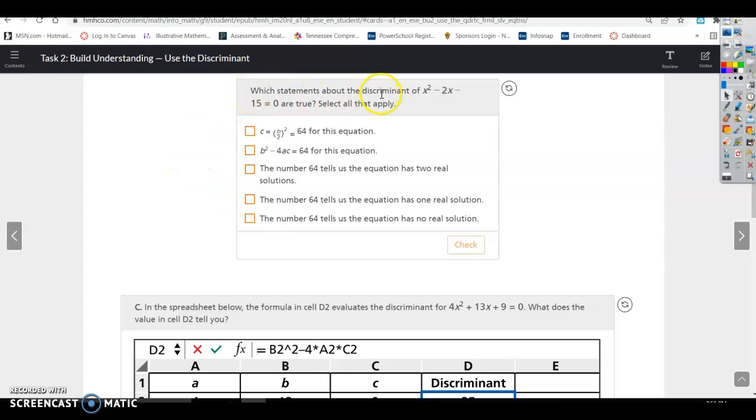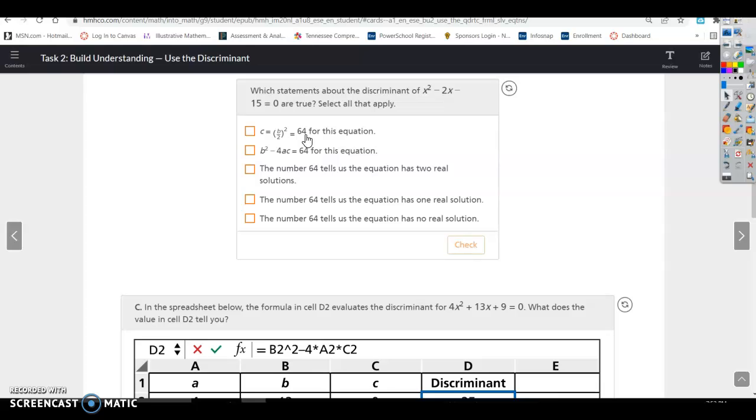It says which statements about the discriminant of x squared minus 2x minus 15 are true. Select all that apply. The first one says c equals b over 2 squared, which equals 64. Well, b is negative 2. Negative 2 divided by 2 is negative 1. Negative 1 squared is 1, not 64.